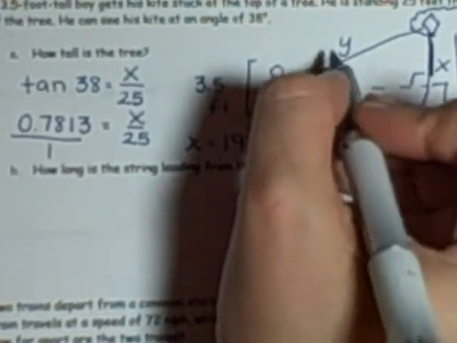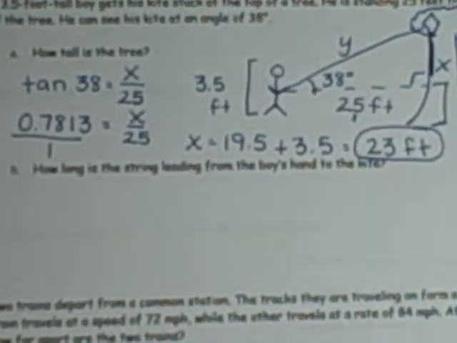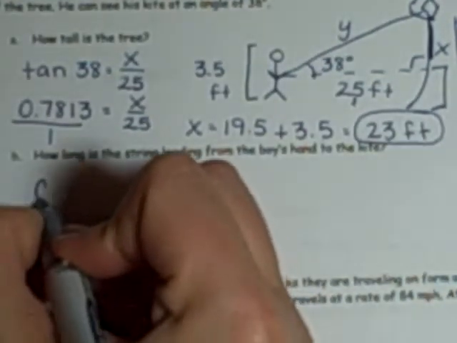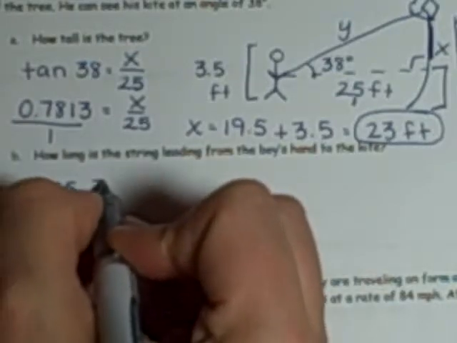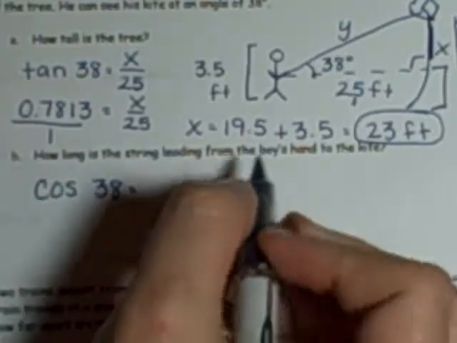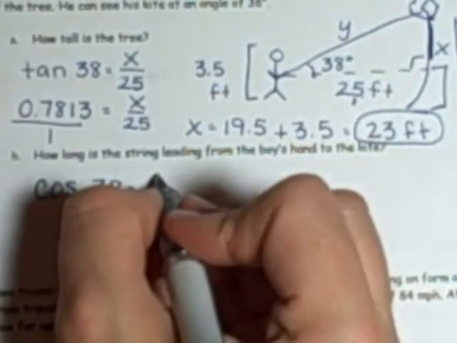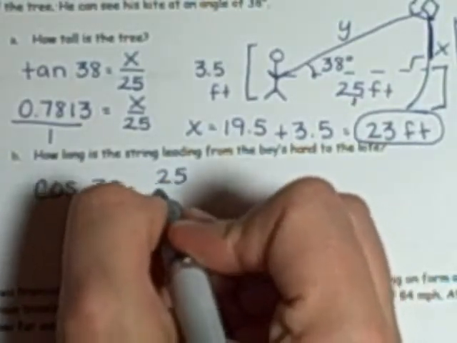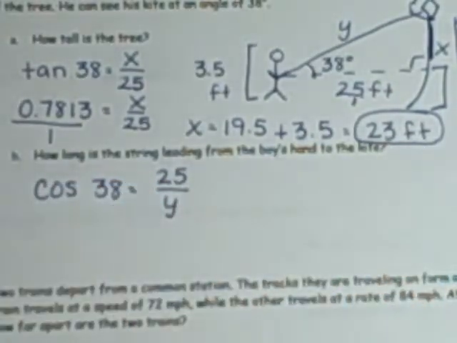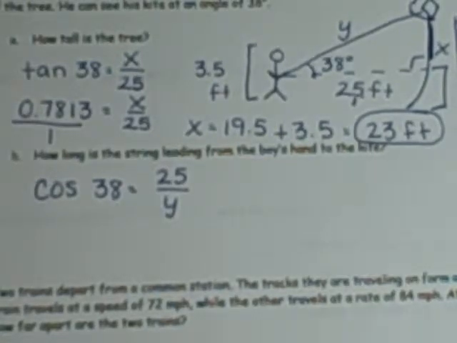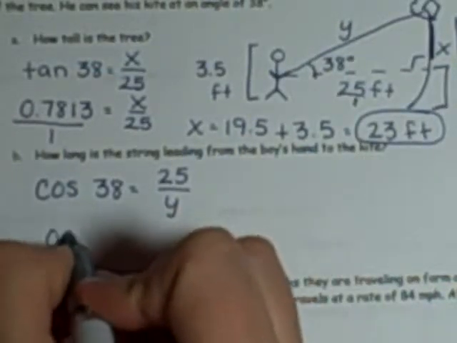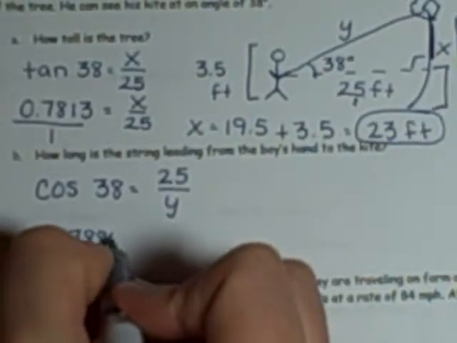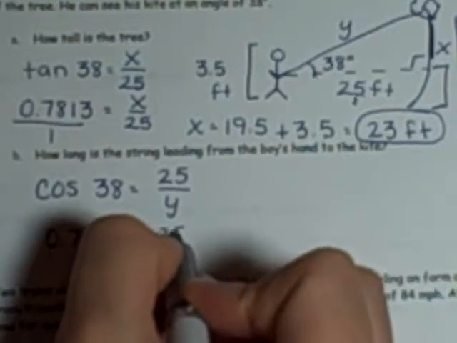So if I'm using adjacent and hypotenuse, that'll be cosine. So I would say cosine this time of 38 is equal to adjacent over hypotenuse. So that would be 25 over y. From my calculator, cosine of 38 is 0.7880 is equal to 25 over y.